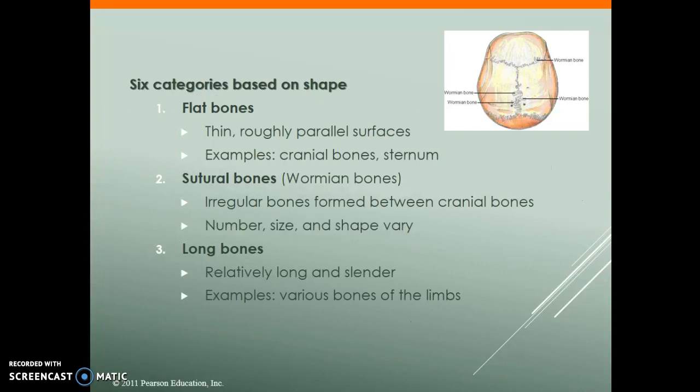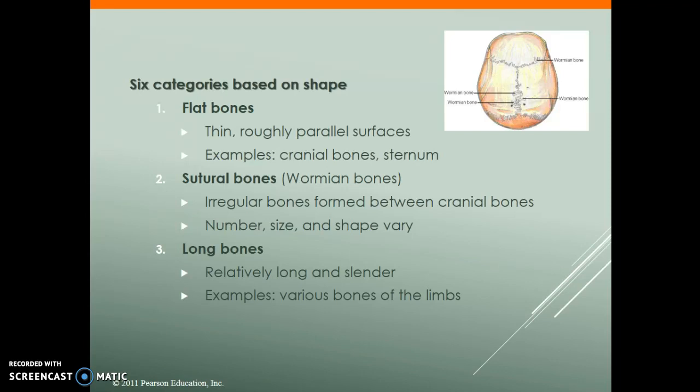We categorize our bones on shape. Flat bones are obviously flat. Some examples are the sternum, the cranial bones, the ribs, and sutural bones, and we'll see a picture of that in a second. Sutural bones or wormian bones are very small bones that may form between the cranial bones. Some people have them, some people don't, so everyone really has different numbers of bones.